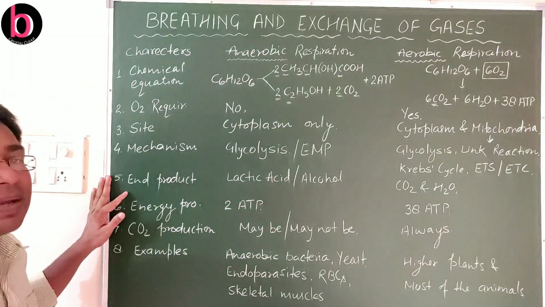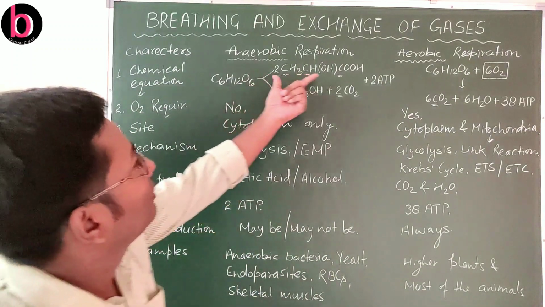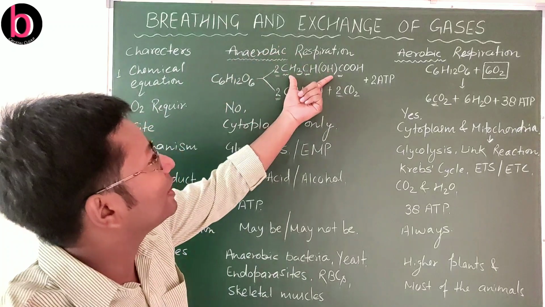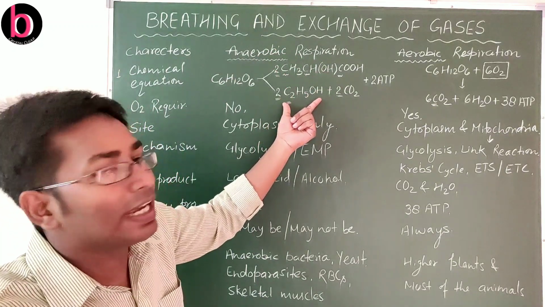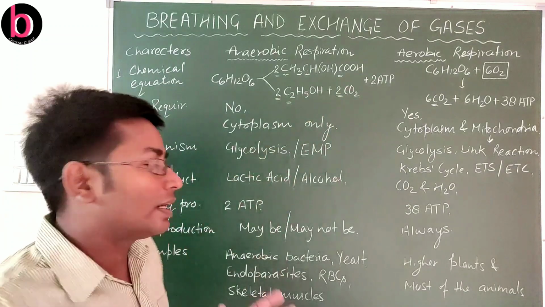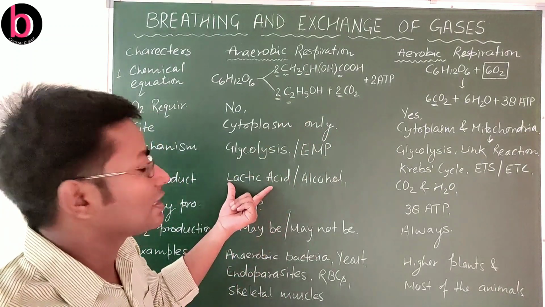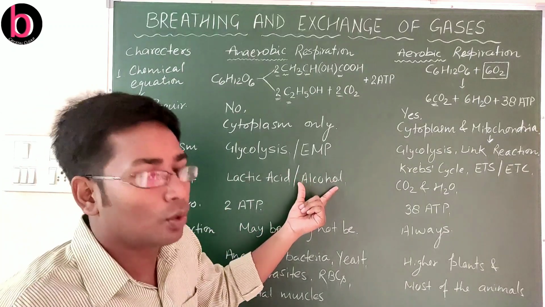Now next is about the end product. So here we discuss that during anaerobic respiration, the end product is lactic acid, or it may be ethyl alcohol and carbon dioxide. So here it is lactic acid or alcohol.